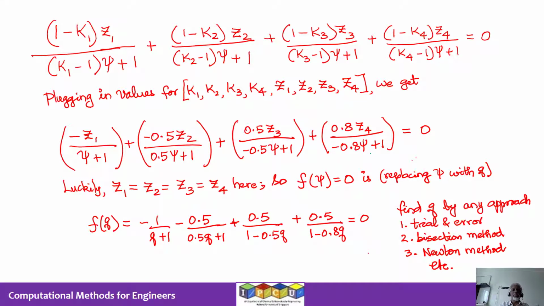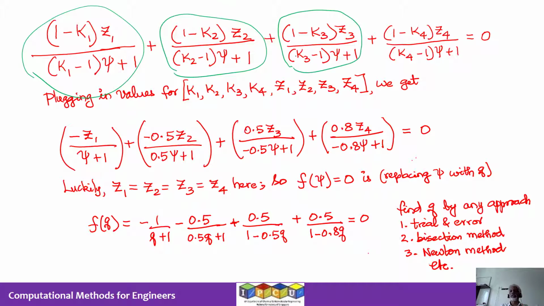So it's going to be (1 minus K1) times Z1 by (K1 minus 1) times psi plus 1. That's for i equal to 1. For i equal to 2, you get the second term. For i equal to 3, you get the third term. For i equal to 4, you get the fourth term. So that should equal 0, because that is what you see here.